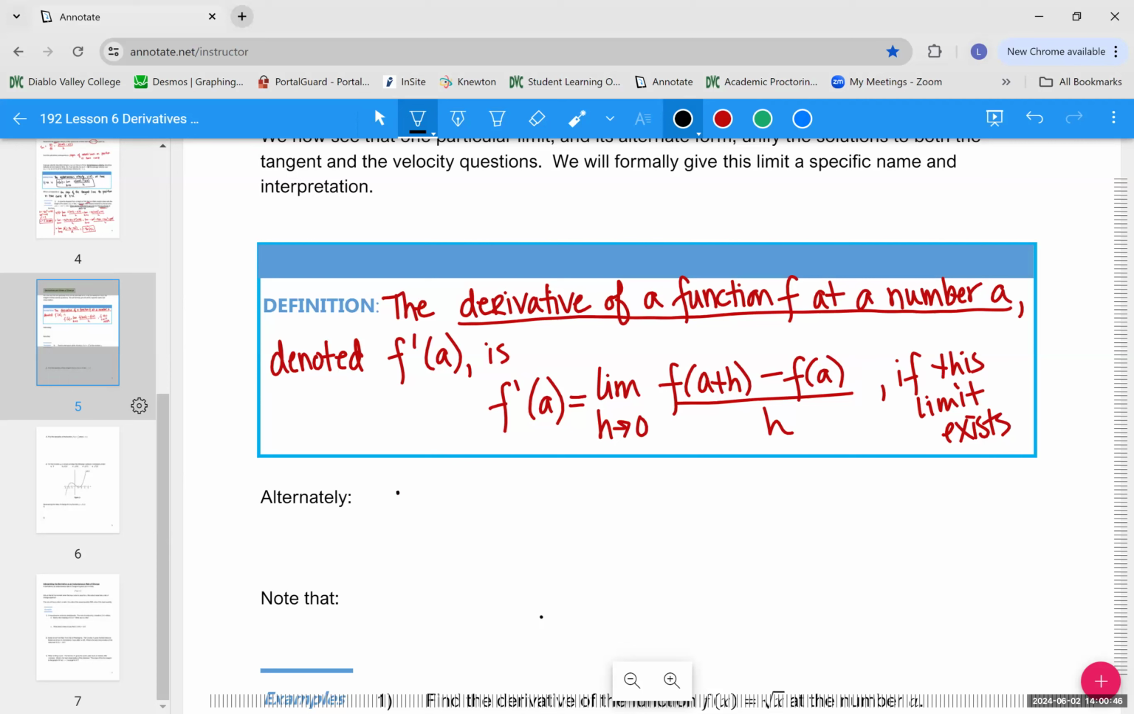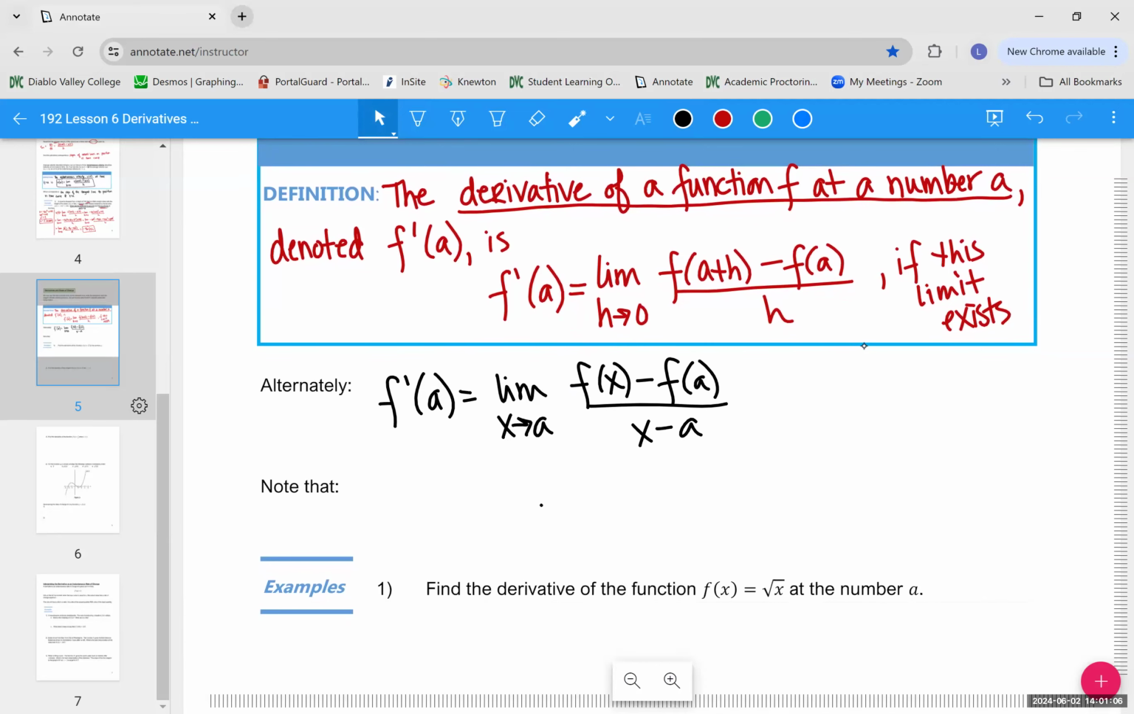You could also do it as the limit as x approaches a of f of x minus f of a over x minus a. Okay. So that is still a way to calculate the derivative of f at a. It's just more commonly done with the h's approaching 0. I think algebraically that version works out more often. So it just tends to be the first one we use.